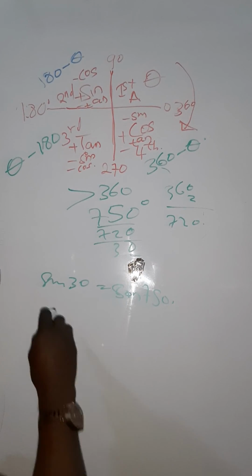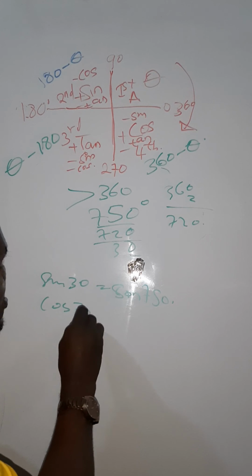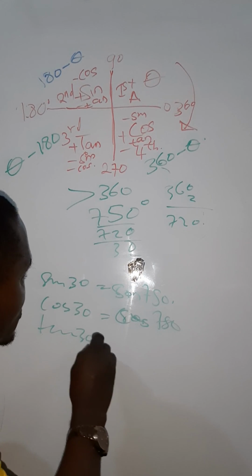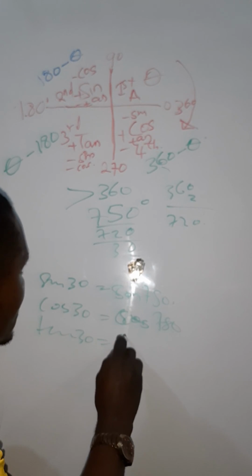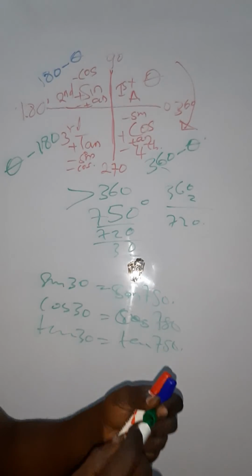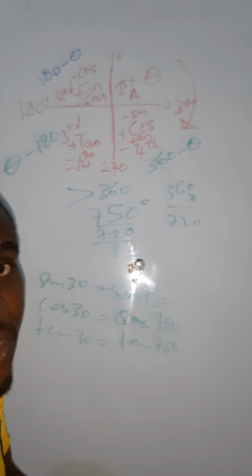Cos 30 will give you the same result as cos 750. Also tan 30 will give you the same result as tan 750. So this is how you determine an angle that is greater than 360.